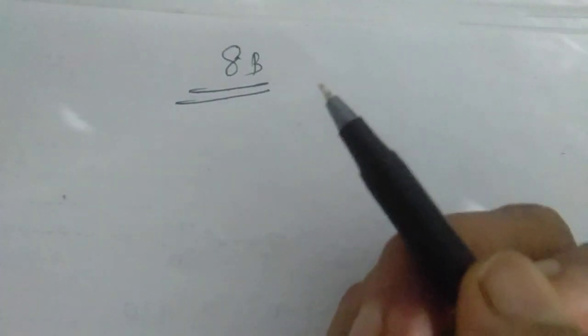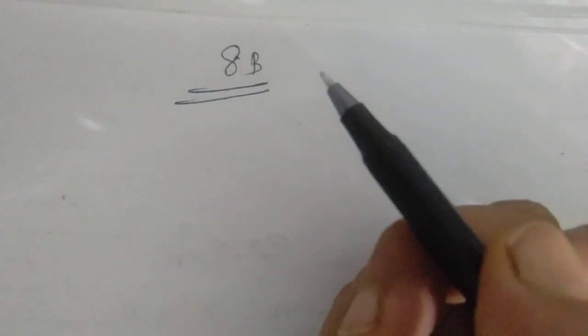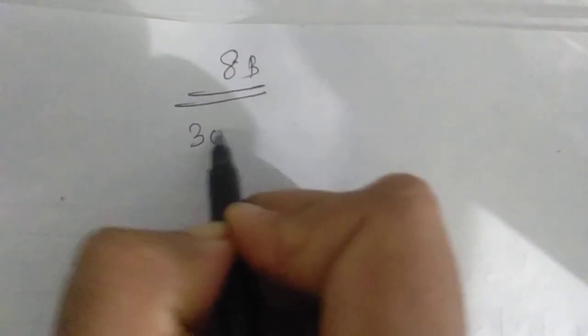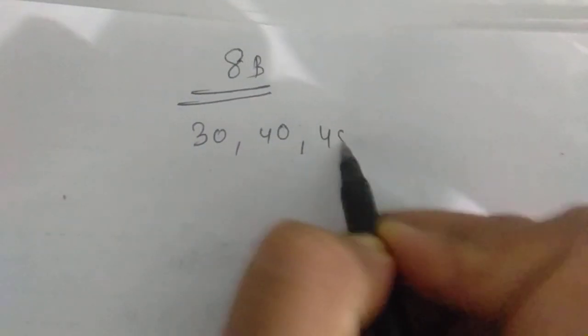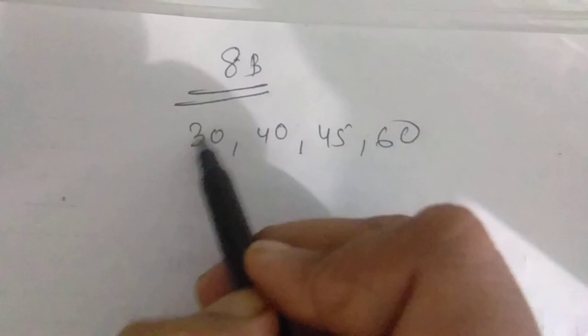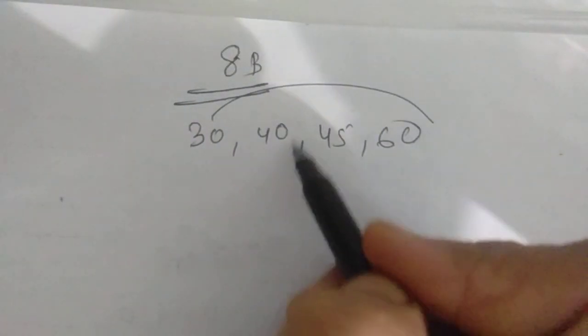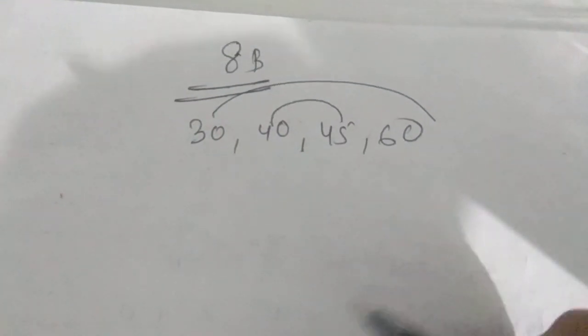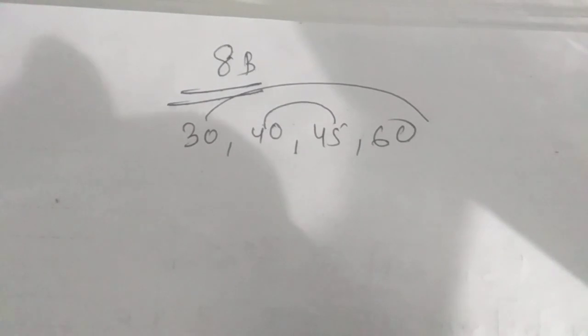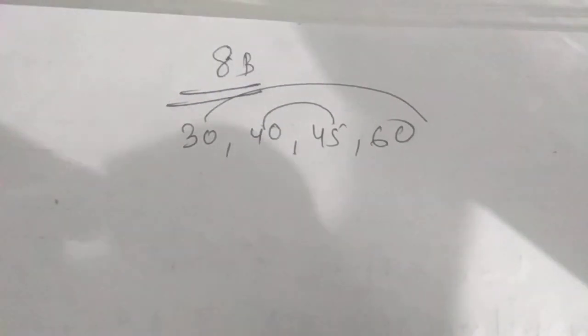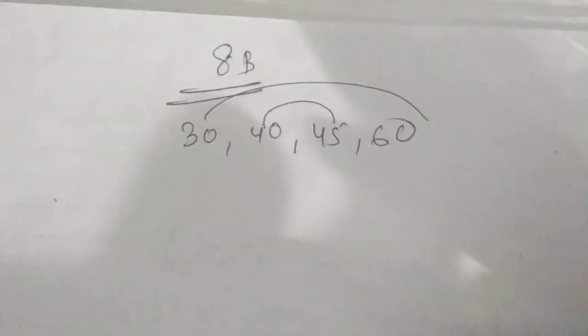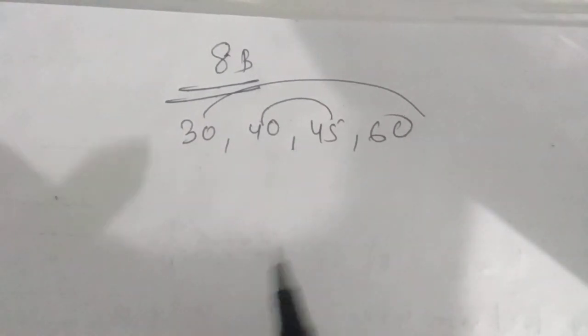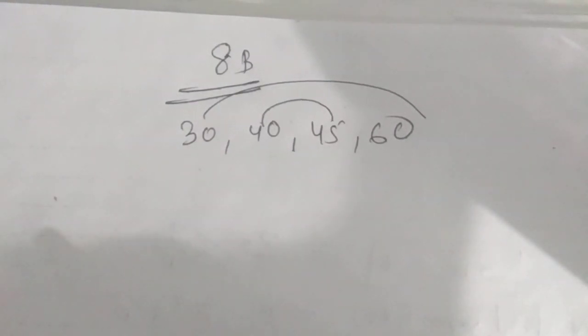Now I would like to discuss some questions of exercise 8B. So the first question of 8B is: show that 30, 40, 45, 60 are in proportion. I have solved this: 30, 40, 45 and 60 are in proportion. You have to multiply to get the product of extremes and the product of means. If the two are equal, then it is in proportion. And in the second question it is not in proportion, so the product of extremes and product of means are not equal, then it is not in proportion.